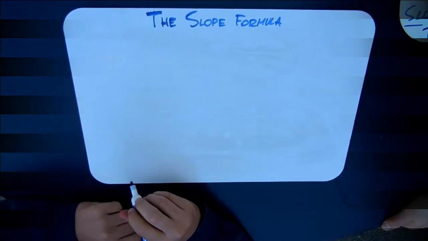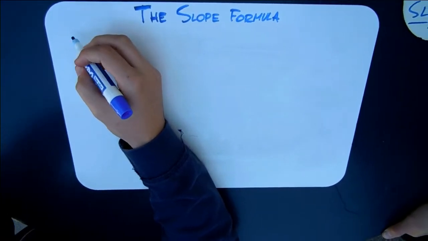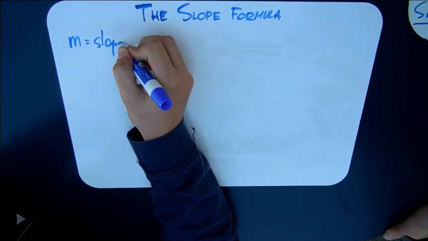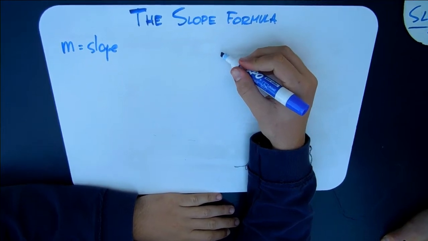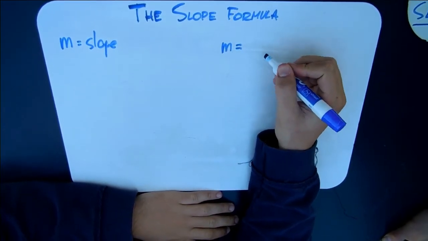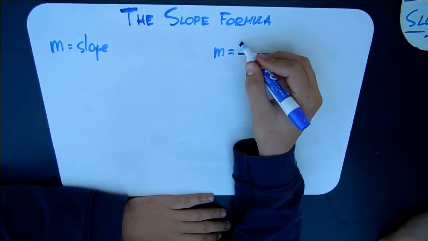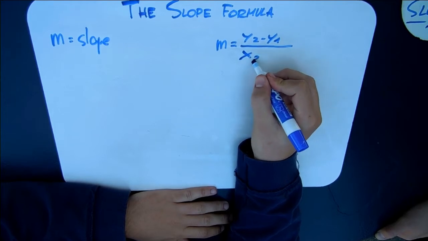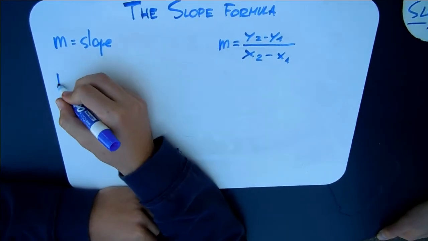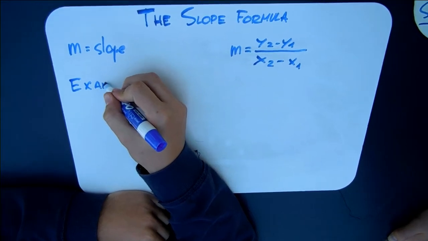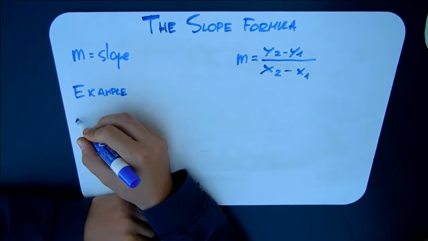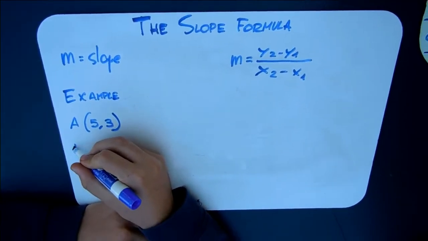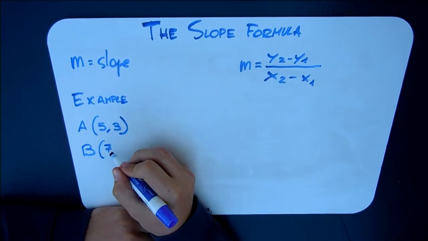Okay, what's up folks? So, here we have the slope formula. It's pretty simple. Every time you see m in an equation, it just equals slope. The formula for the slope is just y2 minus y1 divided by x2 minus x1. Very simple. So let's do an example here. We're going to determine 2 points, A, which is 5, 3, and then B, 7 and 4.